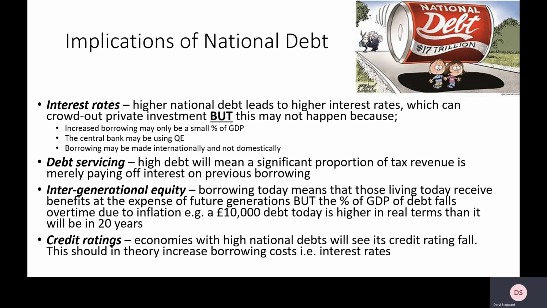One of the biggest problems is that it can lead to higher interest rates. That can then crowd out private investment. Let me explain why. If the government want to borrow lots of money, they have to create lots of additional government bonds. If they're supplying more bonds, to entice people to buy all those additional bonds, they've got to be offering people higher returns on those investments.